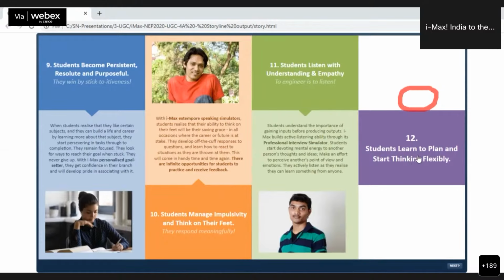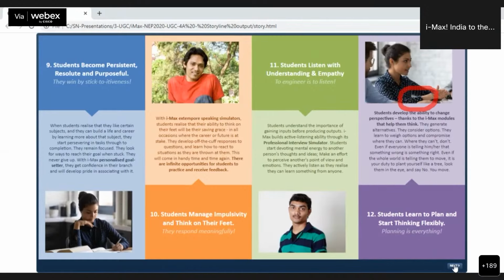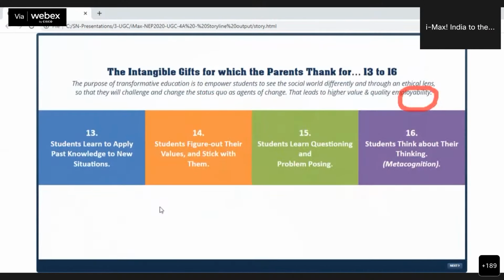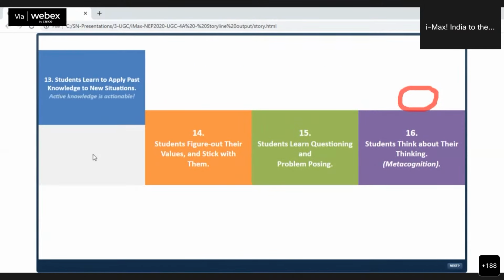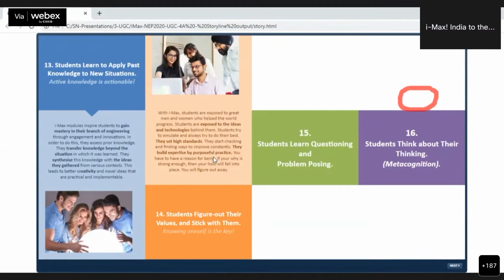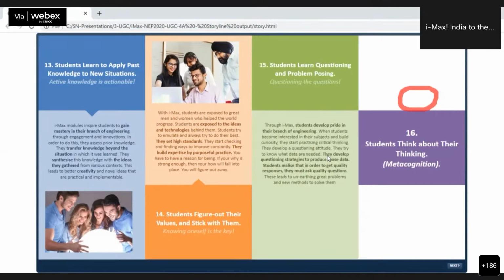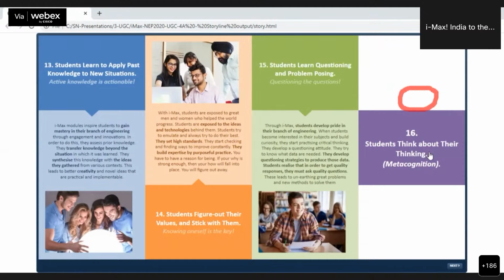Students learn to plan and start thinking flexibly. Students learn to apply past knowledge to new situations. Students figure out their values and stick with them. Students learn questioning and problem posing. Students think about their thinking.